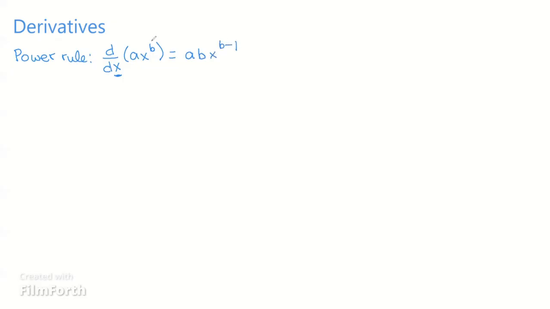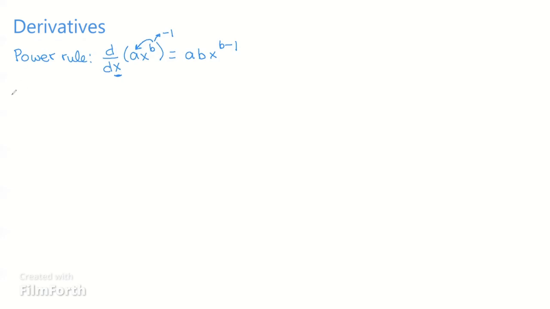So to get here, what I essentially do is take the b down, multiply it by the a in front, and then subtract 1 from the exponent. So I use these arrows to kind of help me remember how these work essentially.